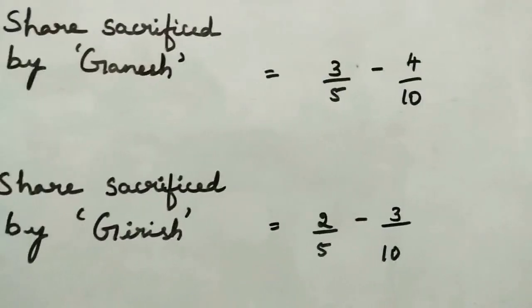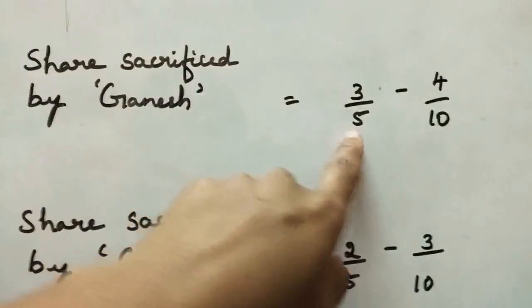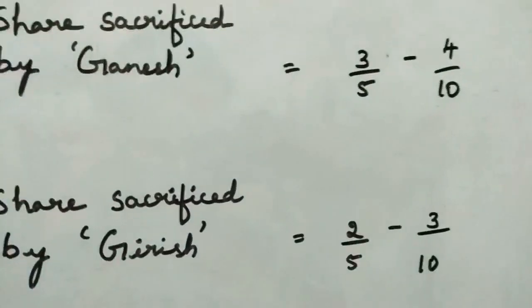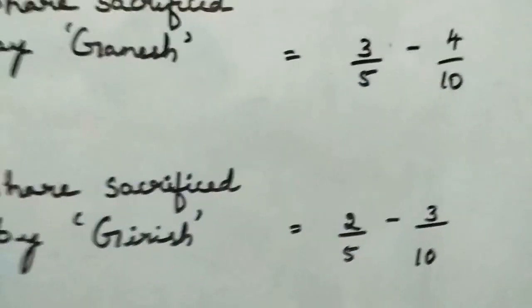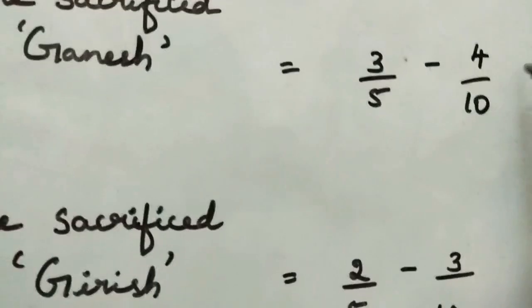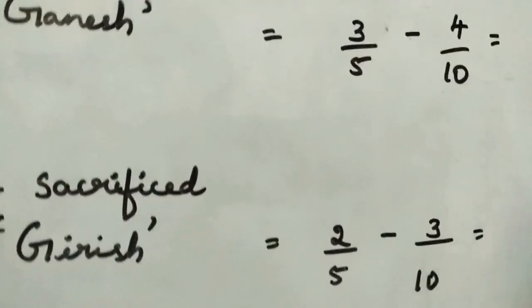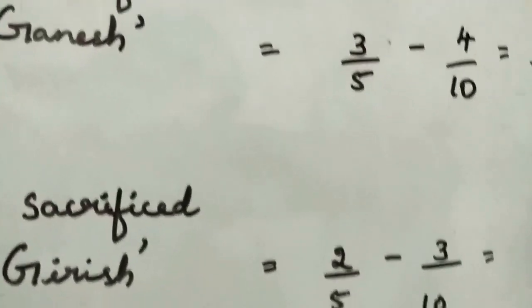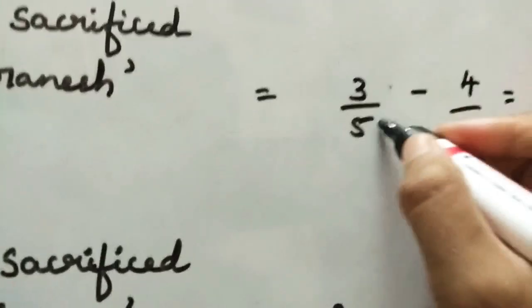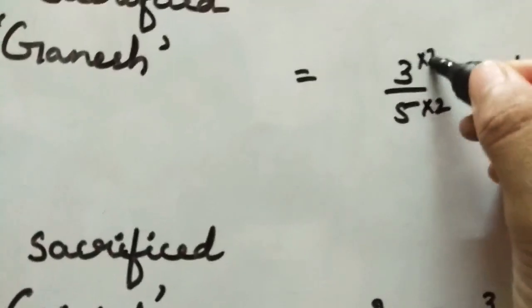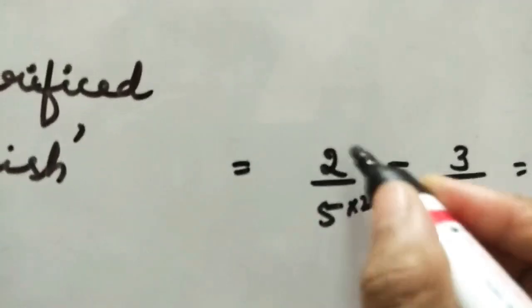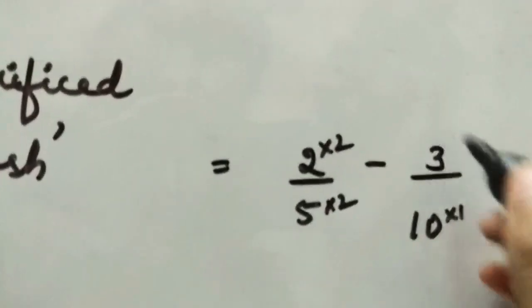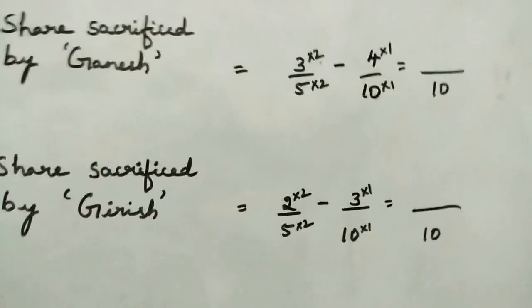Just observe 5 and 10. The denominators are not equal, and we are going to go for subtraction. We have to concentrate on the denominators now. So the LCM of 5 and 10 gives us 10 only. 5 2s are 10, 10 1s are 10. Similarly, copy down the same. 5 2s are 10, 10 1s are 10. So I have done this part.